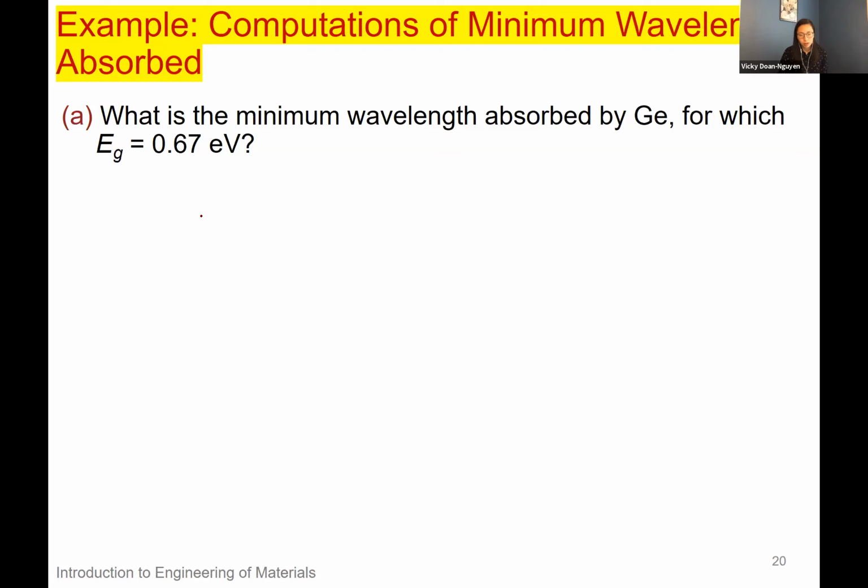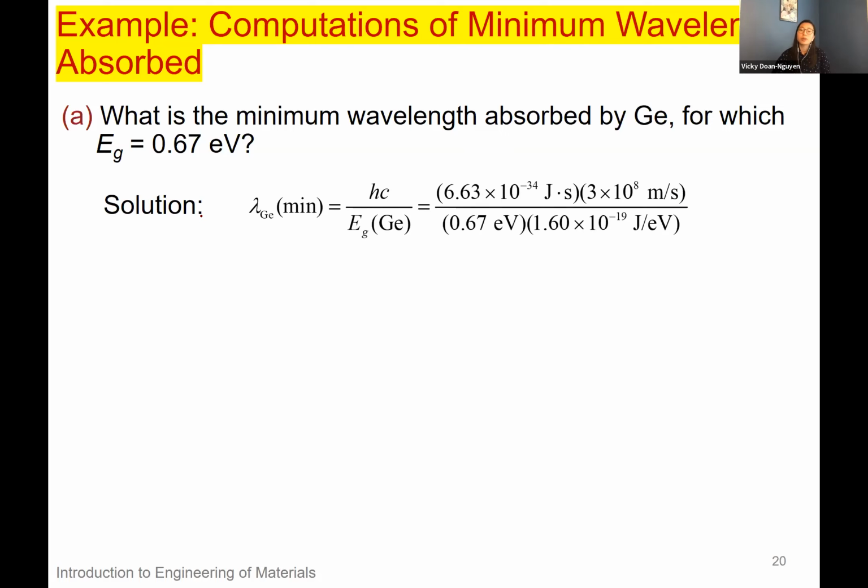So, all right, let's do another example where we look at computing the minimum wavelength values that can be absorbed. So the first example is germanium. The question is, what is the minimum wavelength absorbed by germanium if its band gap is 0.67 electron volts? Well, now we use the relationship between the wavelength of photons and the band gap energy. So here we're given the band gap of germanium.